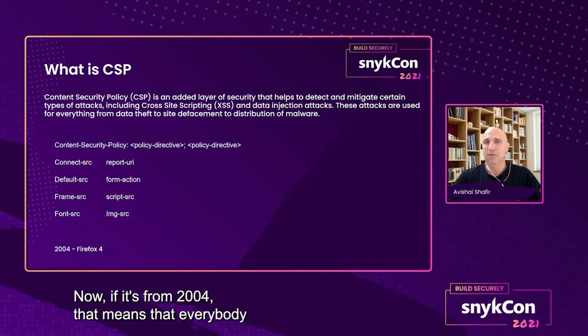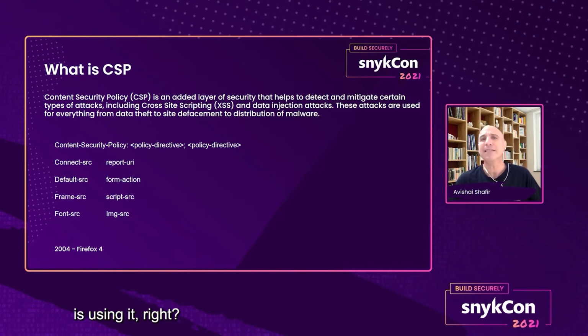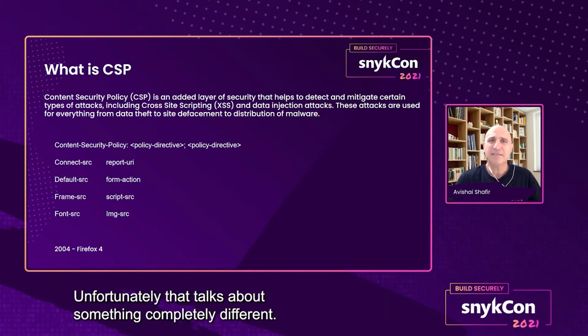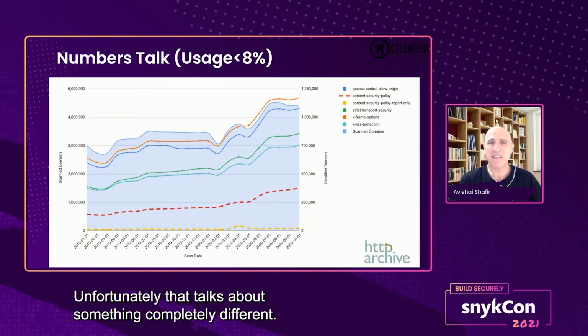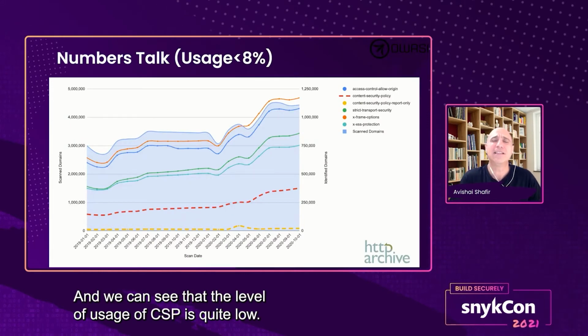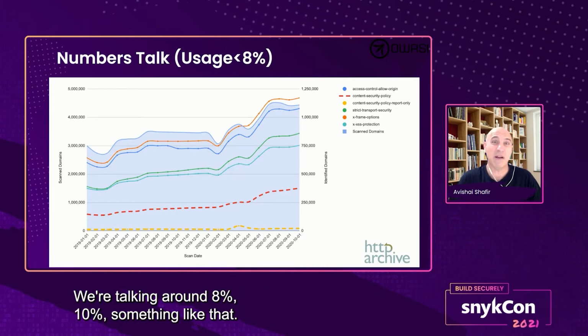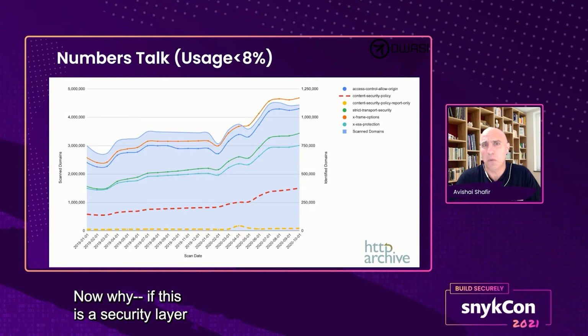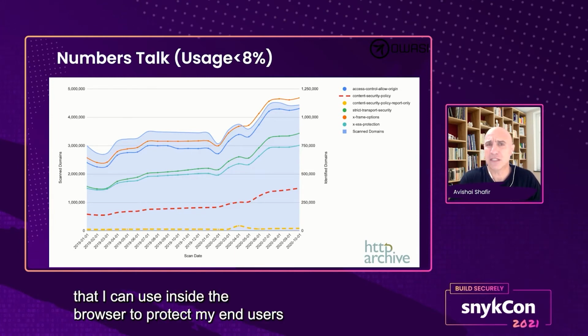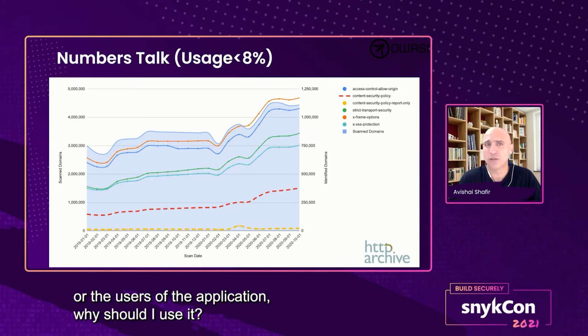Now, if it's from 2004, that means that everybody is using it, right? Wrong. Unfortunately, the data tells something completely different, and we can see that the level of usage of CSP is quite low. We're talking around 8%, 10%, something like that. Now, why? If this is a security layer that I can use inside the browser to protect my end users or the users of the application, why shouldn't I use it?